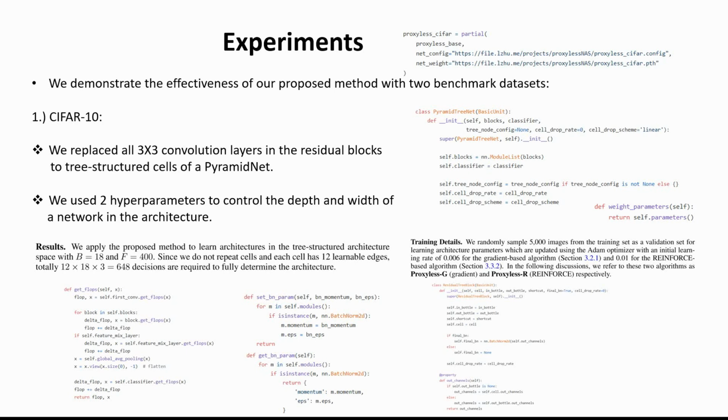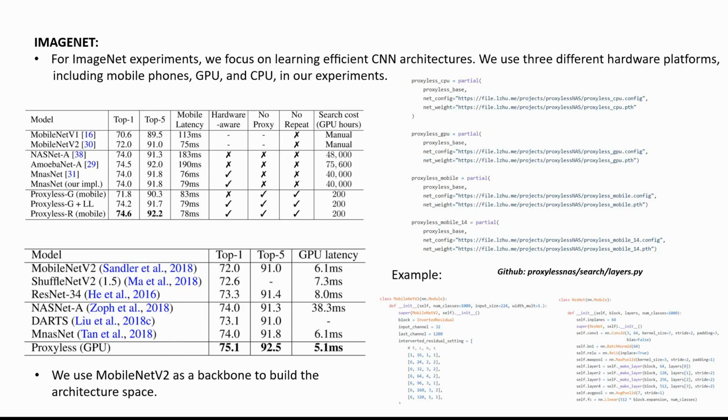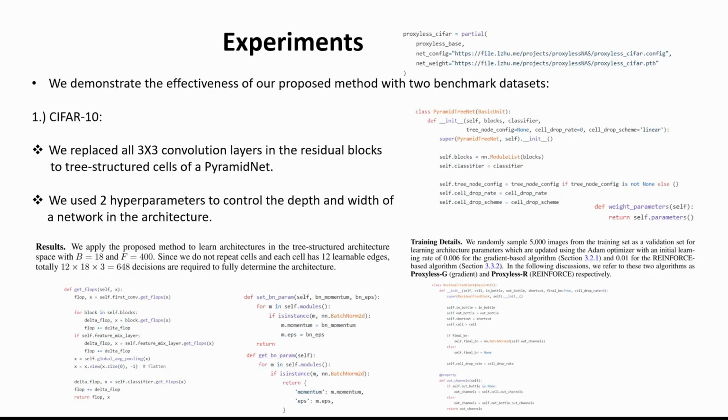Okay, so CIFAR-10. We replace all the 3x3 convolution layers in the residual block with the tree-structured cells of PyramidNet. In the small snippet, you can see that a PyramidNet tree has been introduced. These are small snippets of the code where you can see it. Anyways, these are snippets where we have updated the existing model, and we'll be using CIFAR-10 to show that our model is far superior to the existing models.